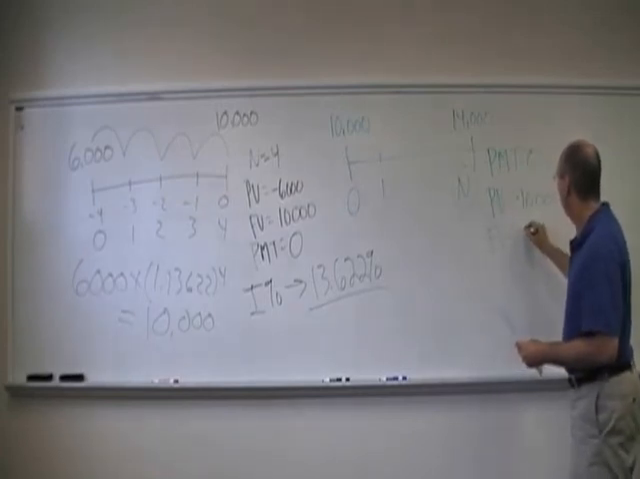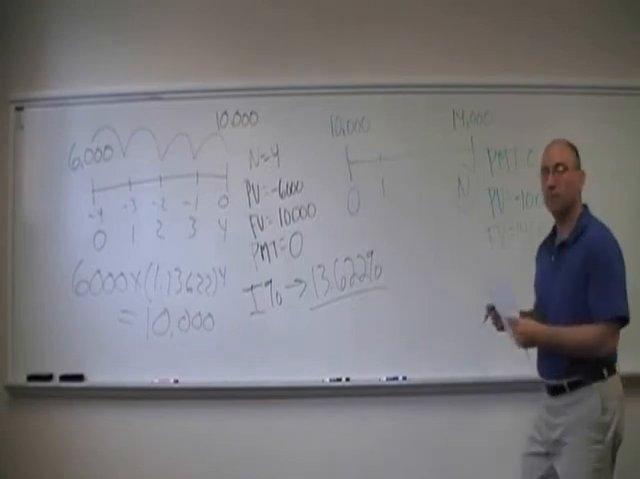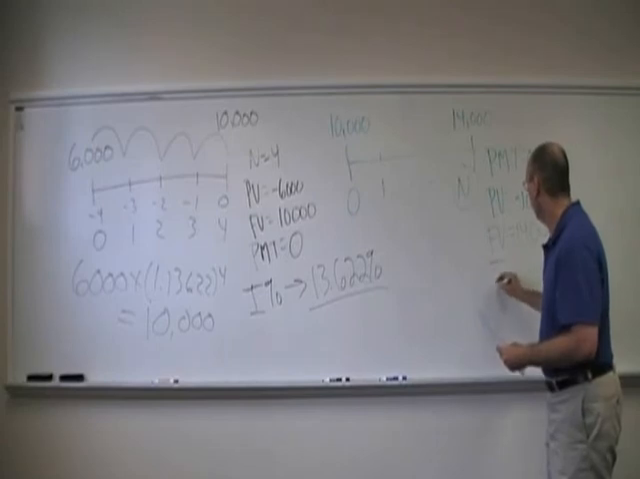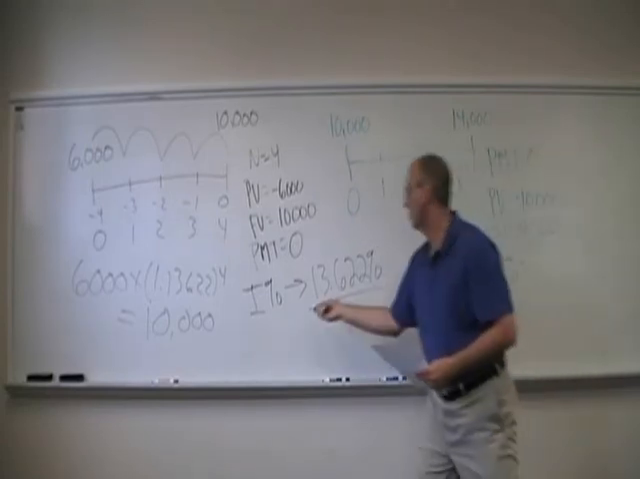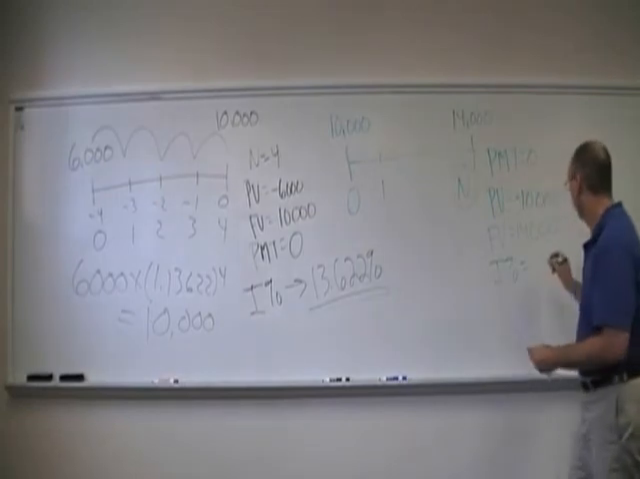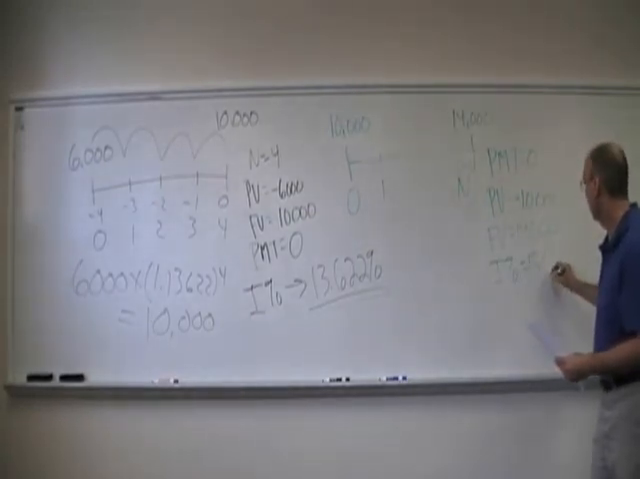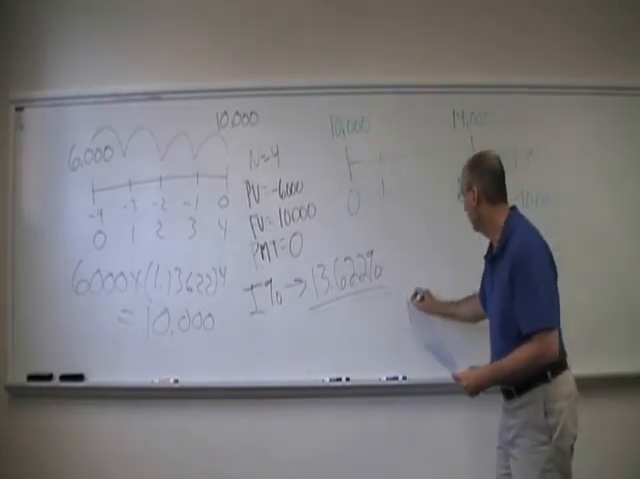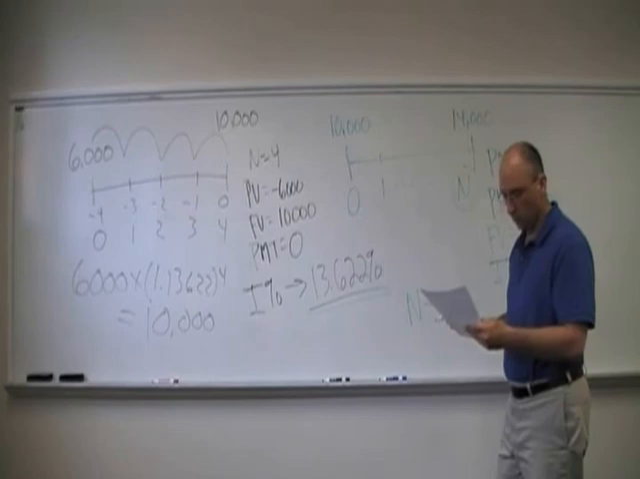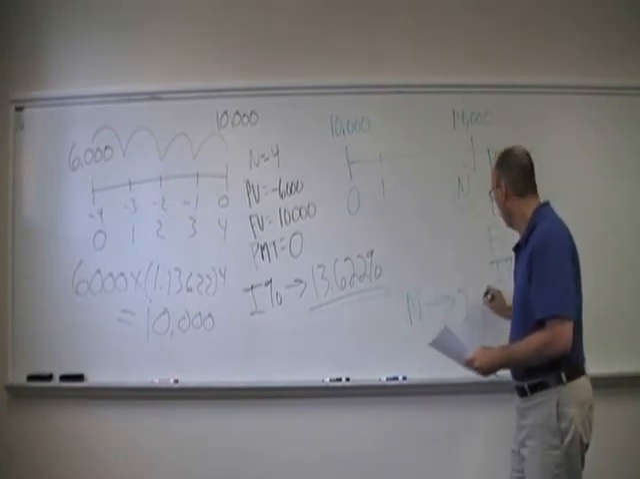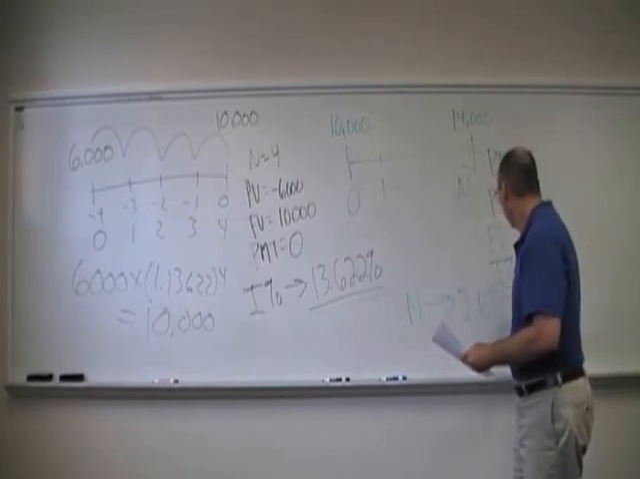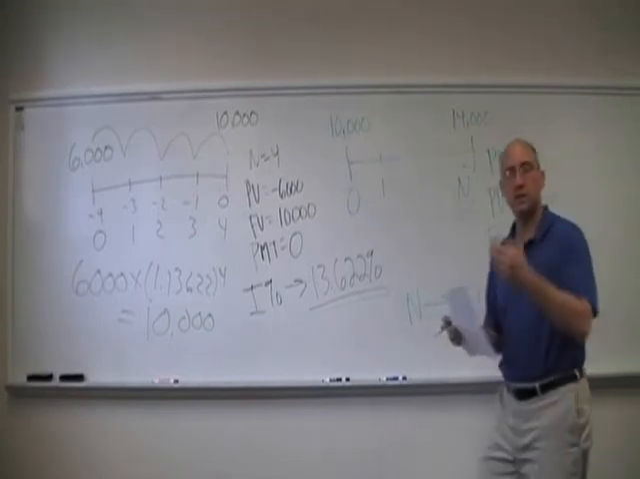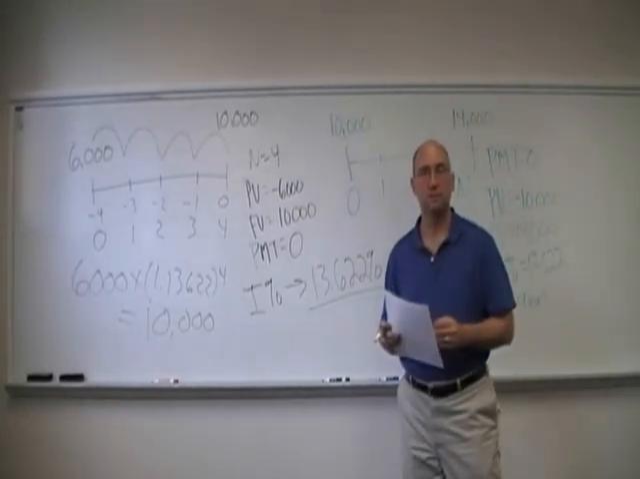We want to know about $14,000 in the future. What rate? It's the rate we got here. Solve for n, and you will find that it's 2.635 years to get from 10,000 to 14,000.